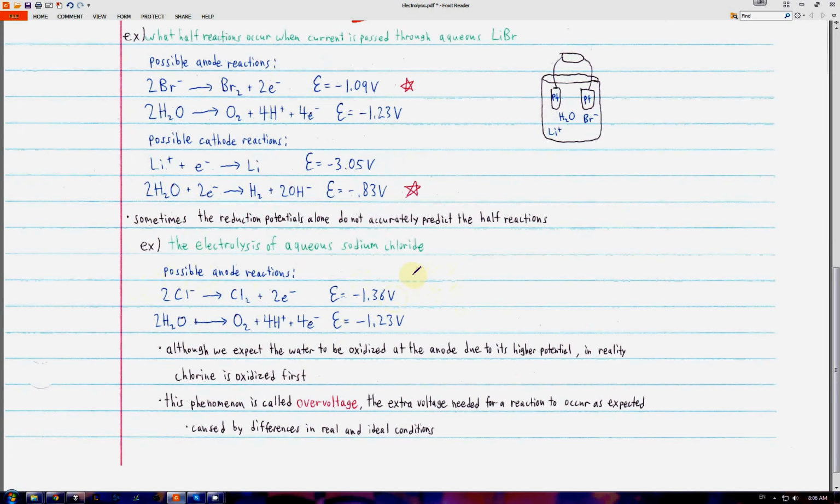Now, this phenomenon is called overvoltage, which is basically that you need extra voltage for a reaction to occur, more than just what the half reaction potential tells you. And so water has a higher overvoltage than chlorine, which means in reality we actually need more voltage than this number. Basically, this is caused by differences between real and ideal conditions.